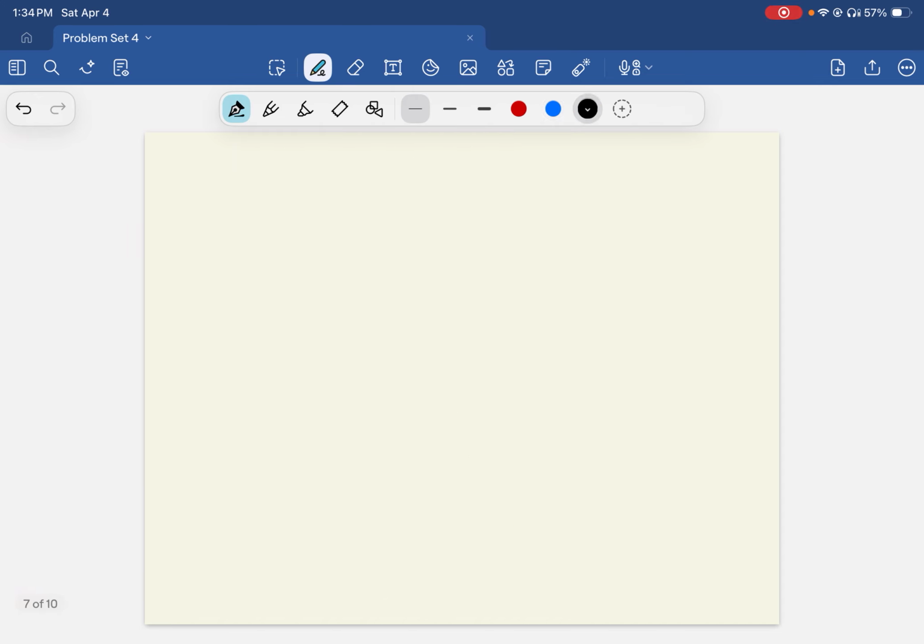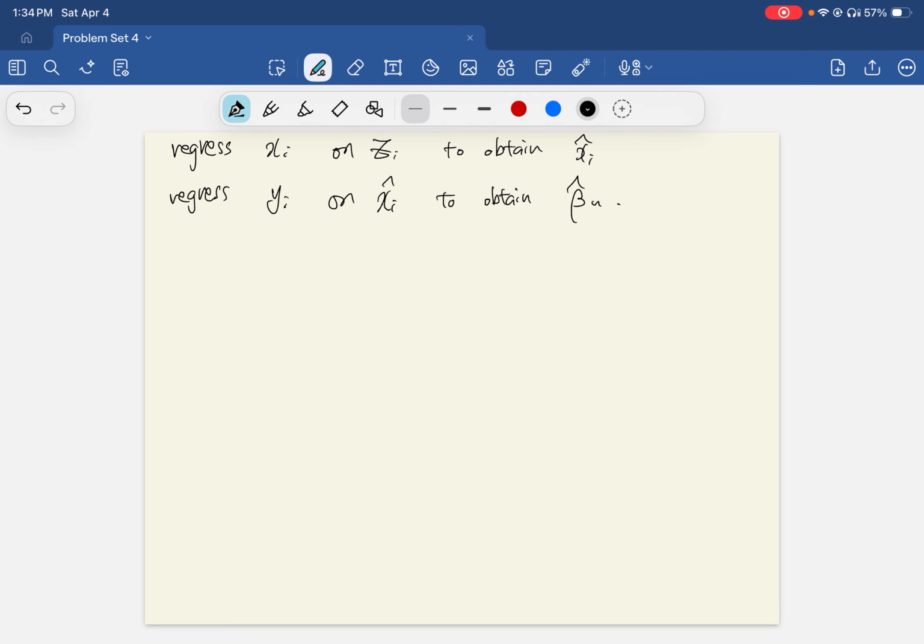So then I will explain what you are going to do. So regress x on z to obtain, like say, just x hat, right? X hat is the fitted value from the regression. And then you are going to regress y on x hat to obtain, say, beta hat. Okay? So up to here, it is obvious. Now the problem is the standard error.